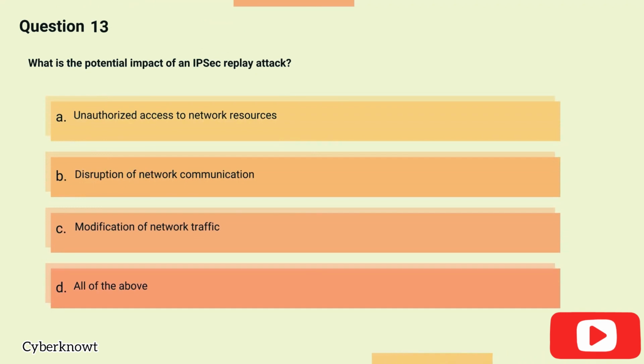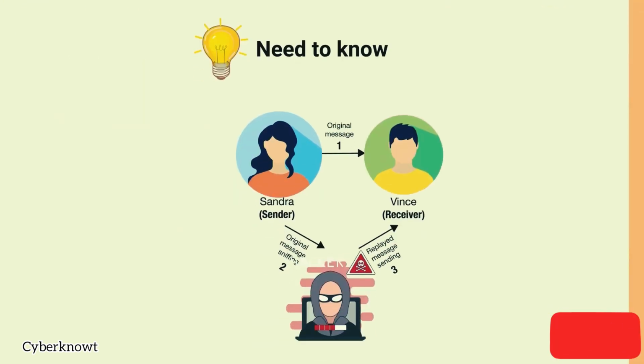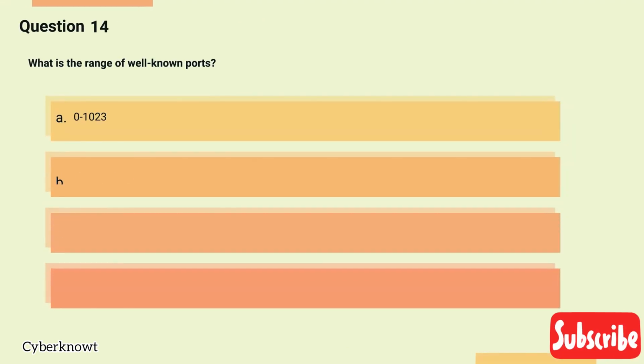Question 13. What is the potential impact of an IPsec replay attack? Option A. Unauthorized access to network resources. Option B. Disruption of network communication. Option C. Modification of network traffic. Option D. All of the above. The correct answer is Option D. All of the above. Explanation. An IPsec replay attack can have a range of impacts on a network, including unauthorized access, disruption of communication and modification of traffic.